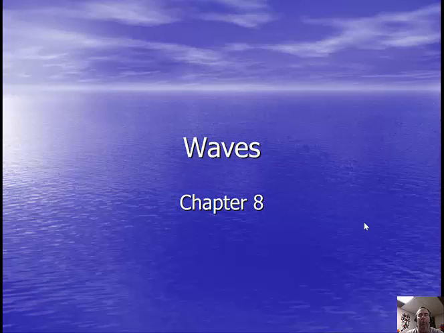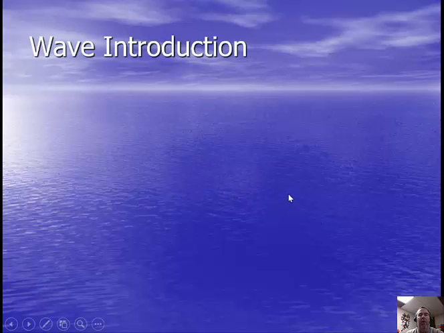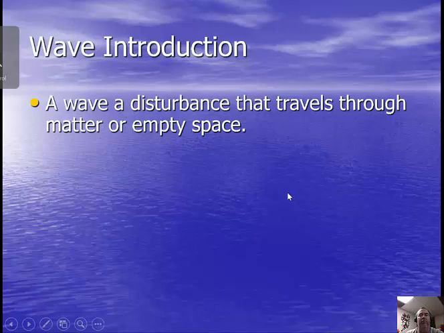In chapter number 8, we're going to move our discussion into talking about the different types of waves. Now, when we talk about waves, a wave is just going to be any disturbance that's going to travel through matter or empty space. And what I mean by a disturbance is I'm talking about energy.